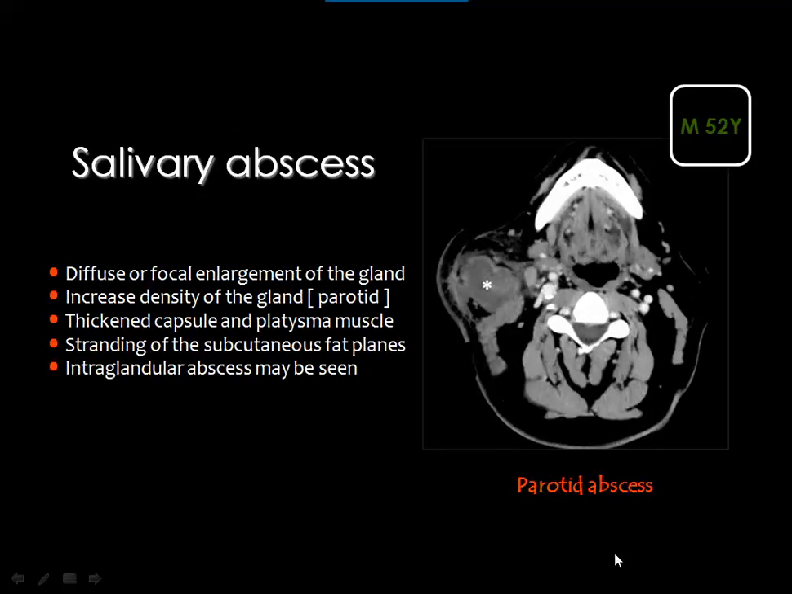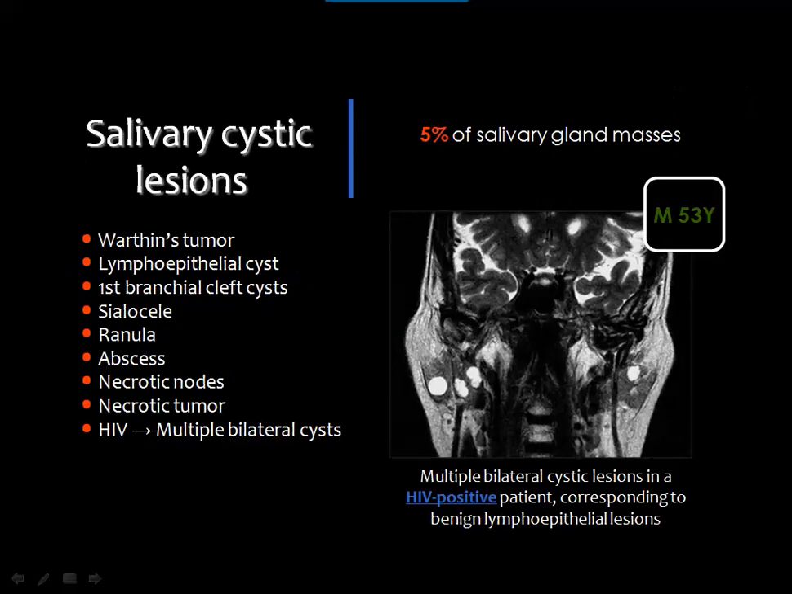Parotid abscess is also a known pathology in clinical practice, and the abscess, like anywhere in the body, is a fluid-containing lesion that is marginally enhanced, and the fat planes, because of inflammation, will be, as you can see here, dirty and stranded, with thickening of the overlying skin and the facial planes.